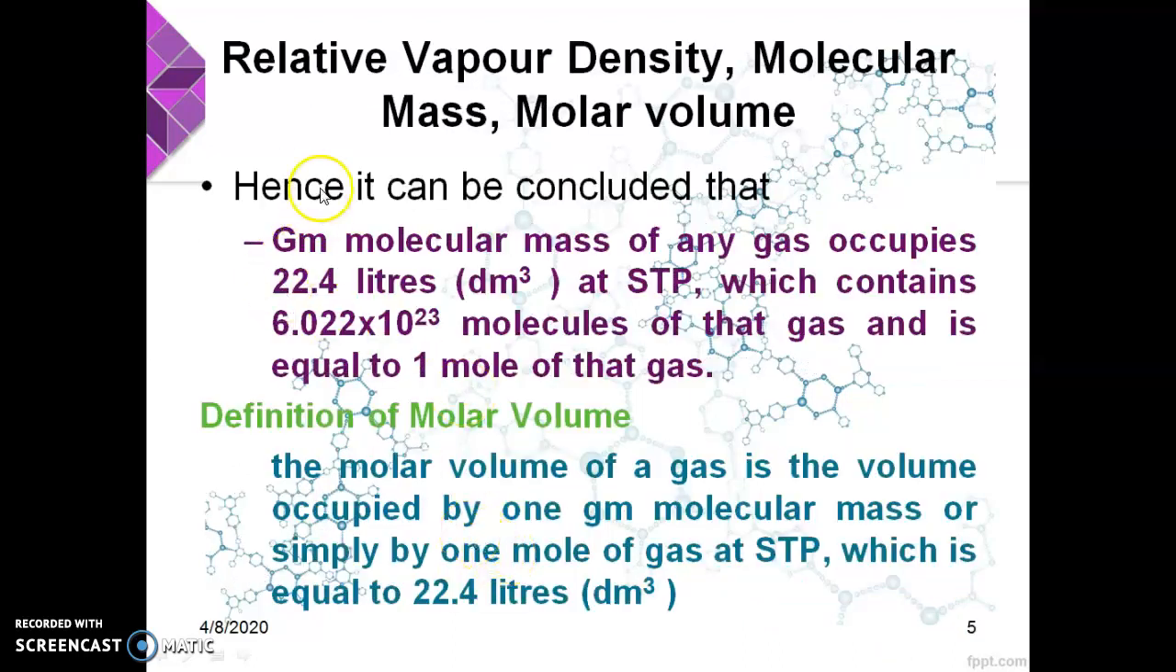So the relation between these three terms: gram molecular mass of any gas occupies 22.4 liters at STP, which contains 6.022 into 10 to the power 23 molecules of that gas and is equal to 1 mole of that gas. Now, definition of molar volume. The molar volume of a gas is the volume occupied by 1 gram molecular mass, or simply by 1 mole of gas at STP, which is equal to 22.4 liters.